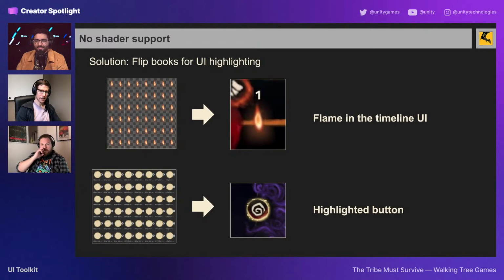And then there's still no shader support. So what we often wanted to do is to have some animations there, so that this flame moves a bit, or this button has a shiny glow that pulsates maybe. And in order to solve that, we went ahead and just built these flipbook animations.